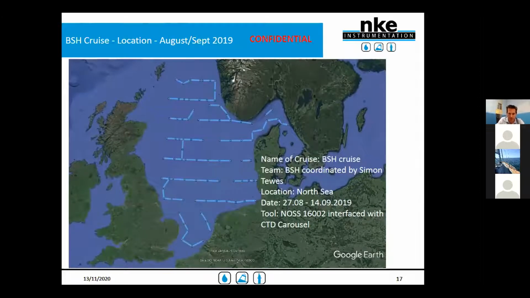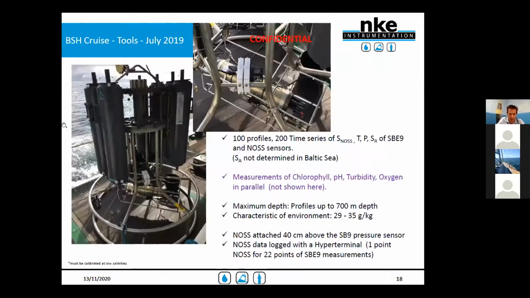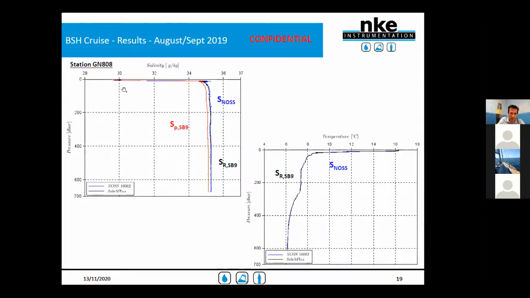So I will present another campaign with the NOSE sensor in the North Sea, but the difference is that we achieved 100 profiles with the NOSE sensor, up to 700 meters depth, in an environment between 29 and 35 grams per kilogram in salinity. The parameterization of the NOSE was the same. So I plot some examples of stations.